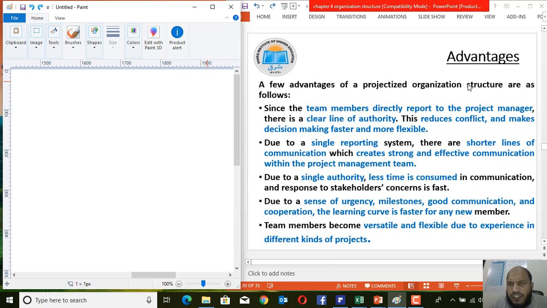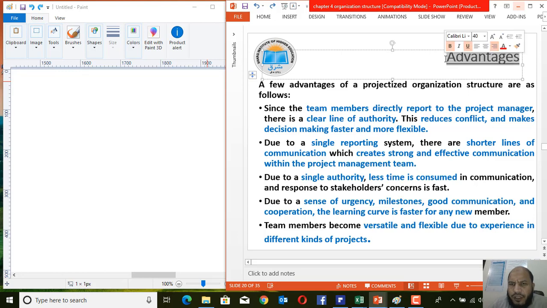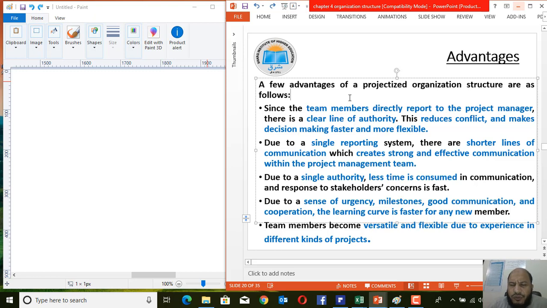Okay, dear students, now our discussion is about the advantages of the projectized organization structure. Dear students, if you remember, earlier we discussed that this structure is especially designed for organizations which have many projects, and each and every project will have its own manager, and that manager is responsible for utilizing all the resources of the organization. So in this slide we will explain some of the major advantages of this structure.